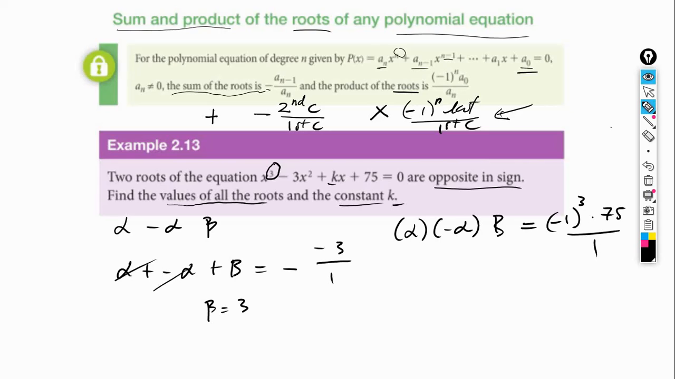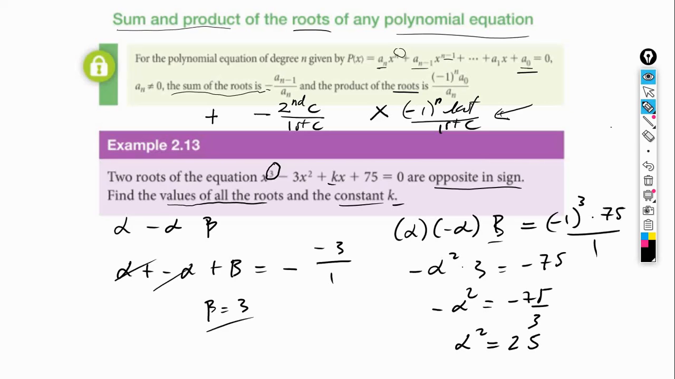So now we can say that alpha times negative alpha is negative alpha squared. But we know that beta is 3, which we got from here. So this times 3 is equal to negative 75. So we have that negative alpha squared is equal to negative 75 over 3. And finally we get that alpha squared is equal to 25. So that means that alpha is equal to plus minus 5. So we have all three solutions for the first part. We have the values of the roots.